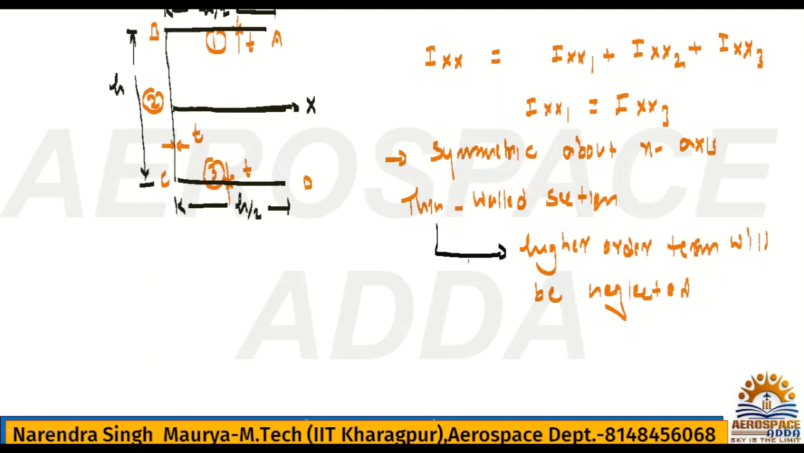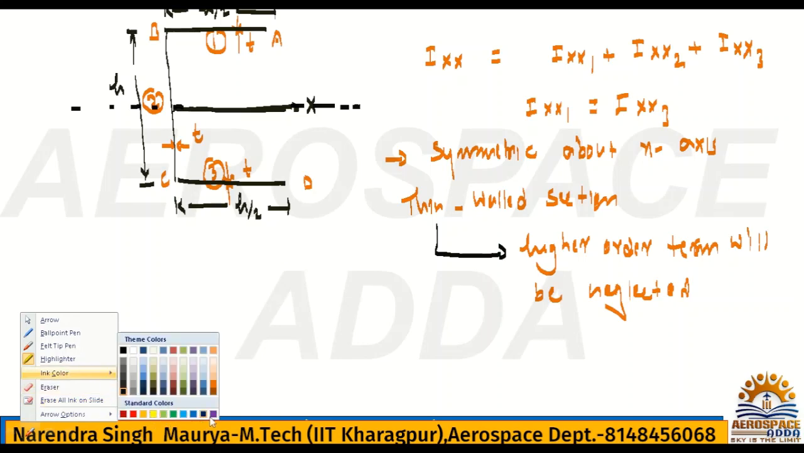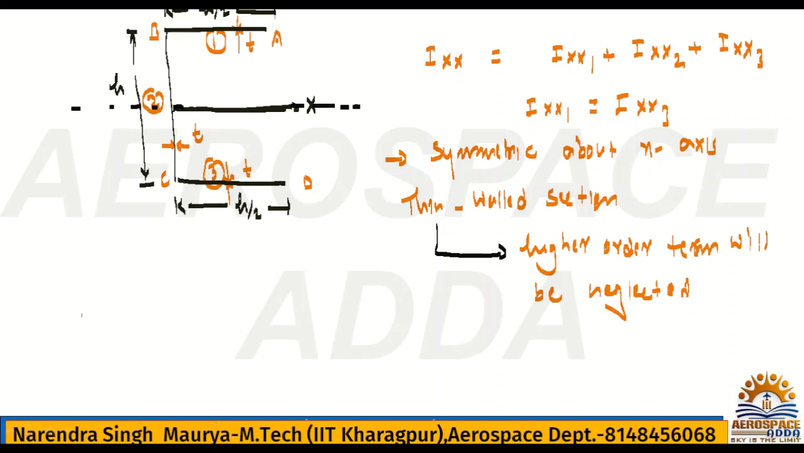Yes or no? Now if you calculate Ixx1, what we are going to calculate is the total Ixx. So we are going to take the moment of inertia about this axis here. Now this is our axis basically here. But this section 1 is away from the axis, so you can apply the parallel axis theorem. What will be the parallel axis theorem here now? That you should know. Yes or no?